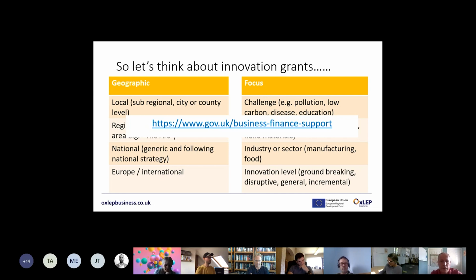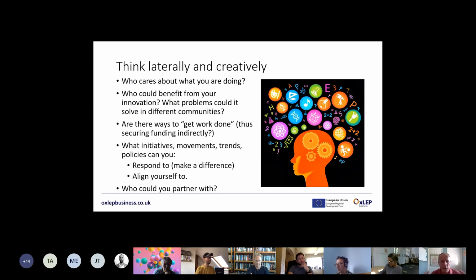Now, when you're doing your search, not easy to do necessarily, but I would encourage you to think laterally and creatively. So who cares about what you're doing over and above yourself, your company, colleagues, and your friends and family? Because the people that care may be the people that are also able to provide some funding or have schemes that are addressing those things. Who could benefit? What problems are you trying to solve? Look for other people that are trying to get those problems solved or facilitate that process.